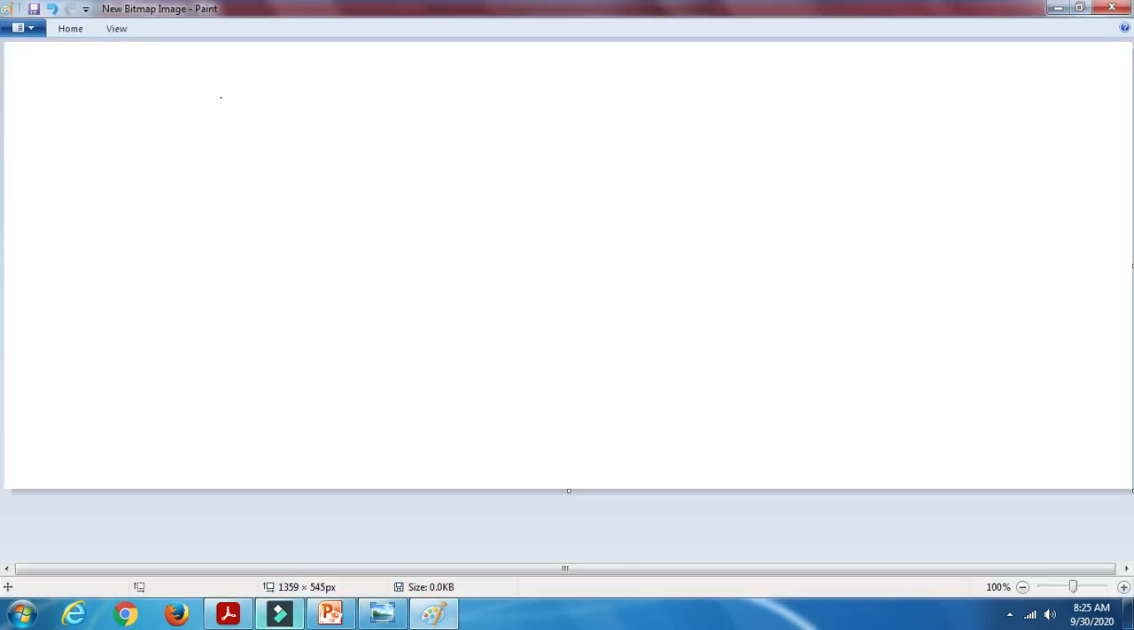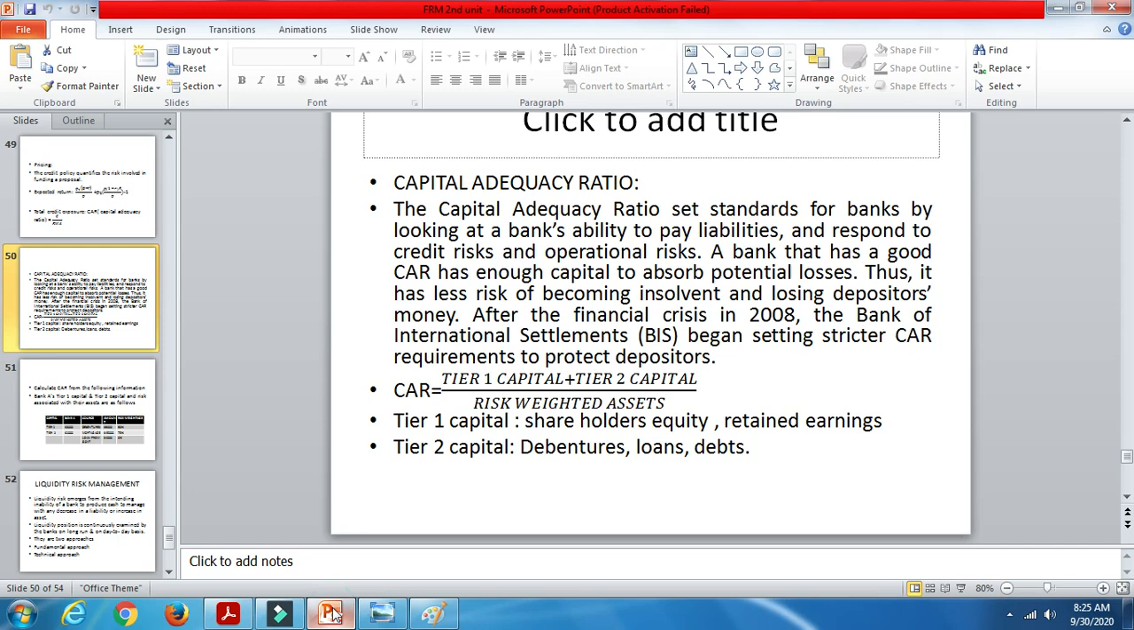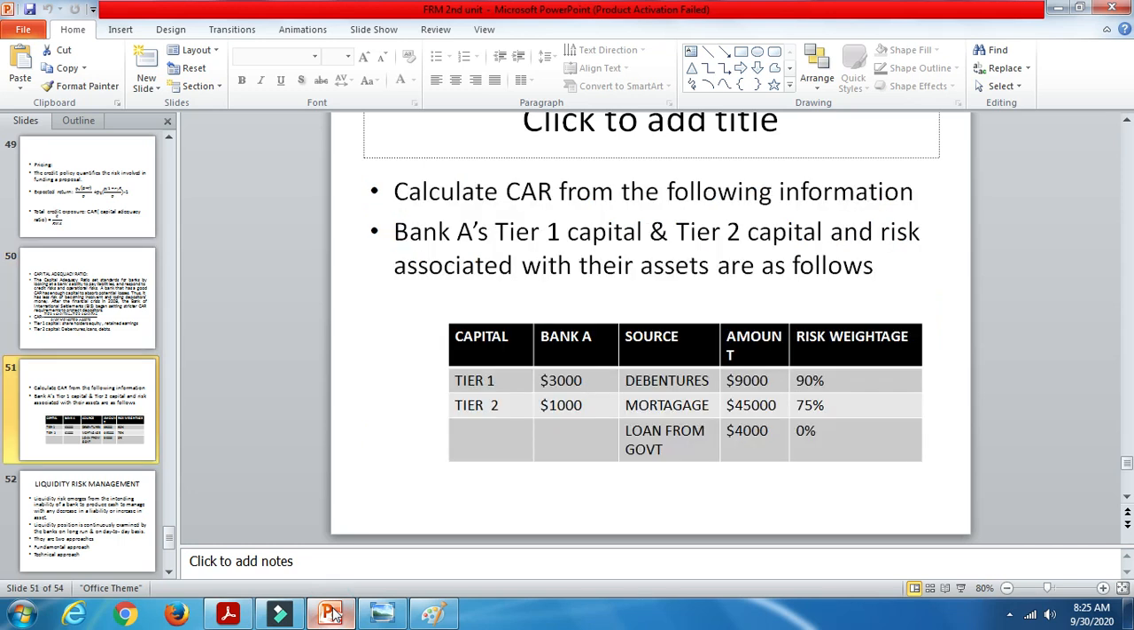Here you can check out the question. Calculate CAR from the following information. Bank capital has been given: tier 1 capital, tier 2 capital, and the risk associated with both of them. So let's take this question and do this problem.